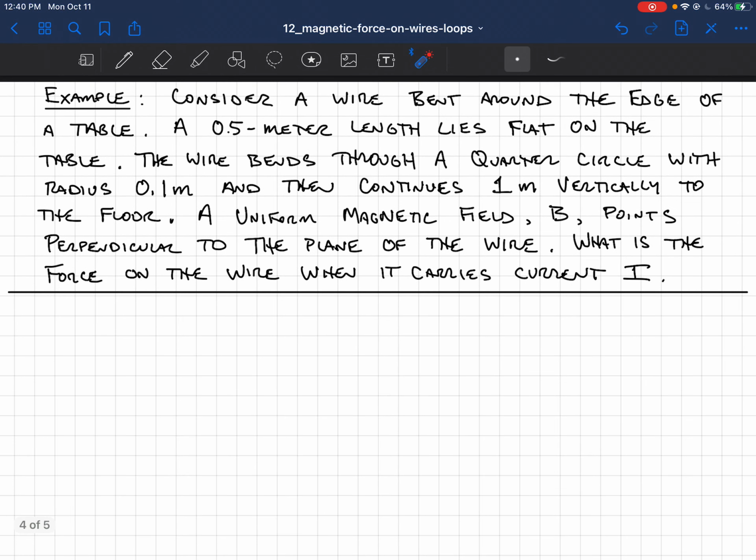So we'll consider this example. We have a wire that's bent around the edge of a table, and half a meter of that wire lies flat on the table, and then it bends through a quarter circle with a radius of 10 centimeters, continues 1 meter vertically to the floor, and then there's a uniform magnetic field pointing perpendicular to the plane of the wire.